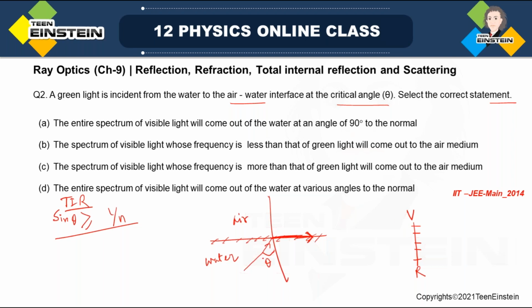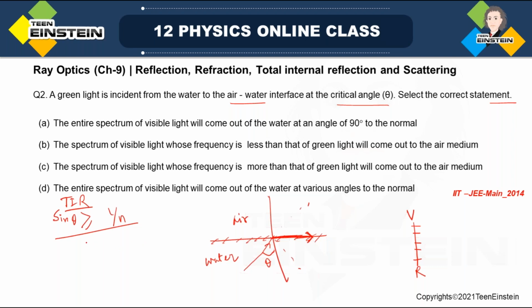But when refraction is happening from water to air, we need to see whether any of the colors satisfies the condition of TIR. If any color satisfies the condition of TIR, then it will actually remain in the water medium and will not come out into the air. But if a color does not satisfy the condition of TIR, then it will come out of the water and go to the air. So the statement that the entire spectrum of visible light will come out of the water at an angle 90 degree could not be true, because we don't know what is happening for each color.